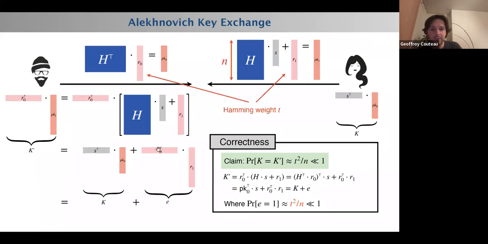Because this is sparse, you can view that as a noise term, because this inner product will be 0 with high probability. Roughly, if those two things have Hamming weight T, and this thing is of size N, then the probability that this noise term is 1 is roughly T squared over N, which for a sufficiently large N and a sufficiently small T is much smaller than 1. So that's Alekhnovich key exchange. Of course, if you want perfect correctness afterwards, you need to do some reconciliation protocol to amplify the correctness of your output key, but that's a high-level idea.